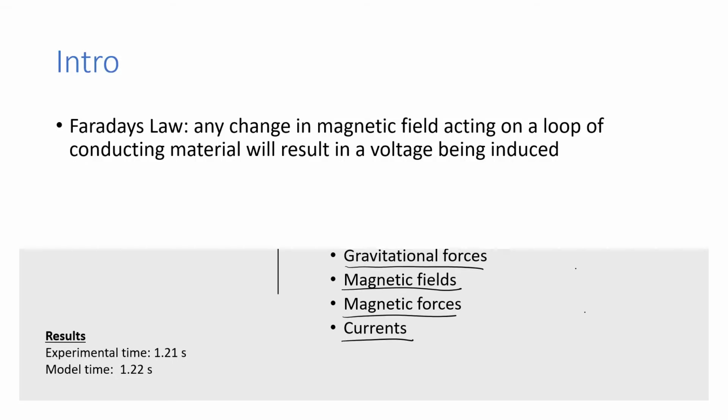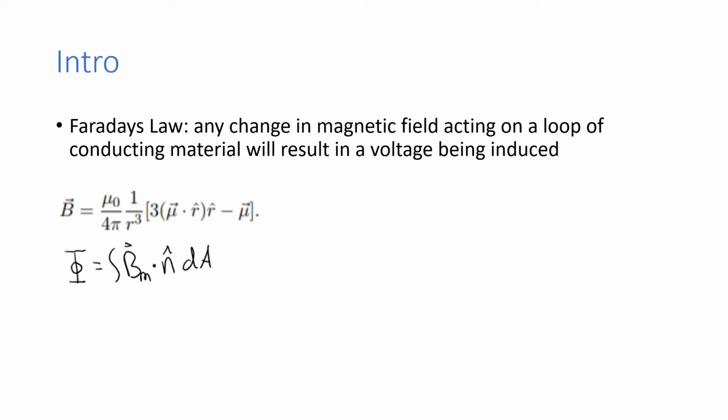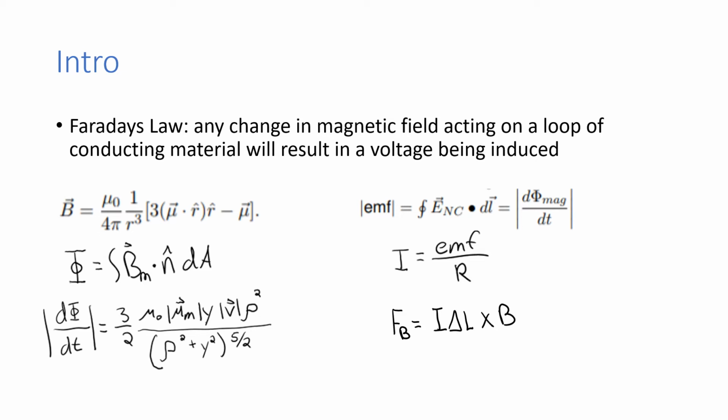To start, it is important to understand that Faraday's law states that any change in magnetic field acting on a loop of conducting material will result in a voltage being induced. This is the core principle in this lab, but in order to utilize it, other concepts and formulas will have to be used, such as magnetic field, which can be calculated using this equation. From this, the magnetic flux can be determined, and a derivative can be found to find the change in magnetic flux through time. This magnitude is equal to the EMF on the surrounding loop, and if a resistance is present, a current is established which ultimately creates an opposing magnetic force on the loop, and thus on the source of the original magnetic field also.